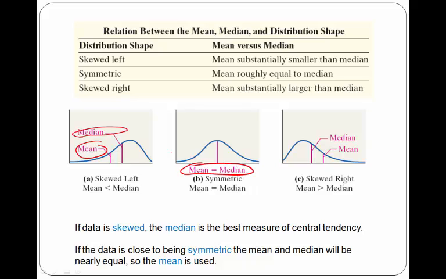be the same. If the data is skewed right, and we said right means the tail is on the right, and it also means that the mean gets dragged to the right of the median. So if data is skewed, the median is the best measure of central tendency. If the data is close to being symmetric, the mean and the median will be nearly equal, so we tend to use mean. In fact, we tend to use mean a lot when we really should be using the median.